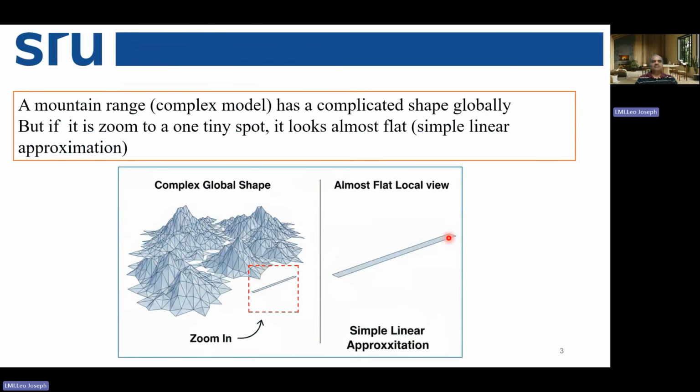So we can apply a simple linear approximation to see how the prediction works. By sampling, we will be able to recognize and analyze the model. That is, instead of taking the entire values, I am taking only one small instance and predicting based on it. So this is how the model works. The shape is complicated globally, but if zoomed to one tiny spot, it looks almost flat. That is, a simple approximation is possible.